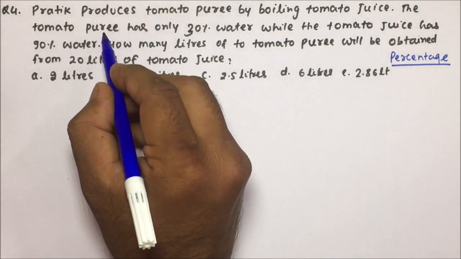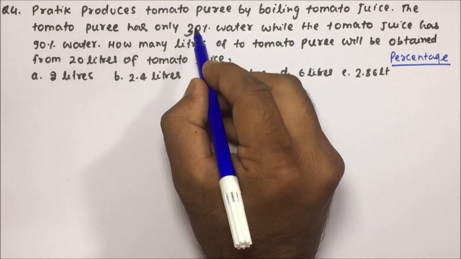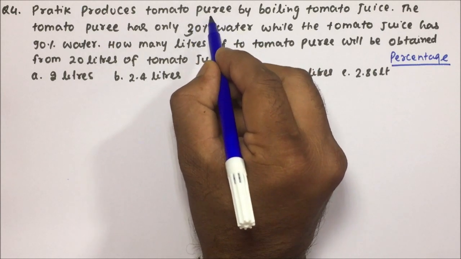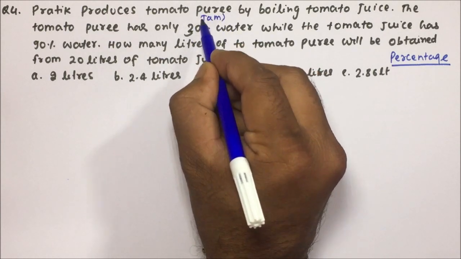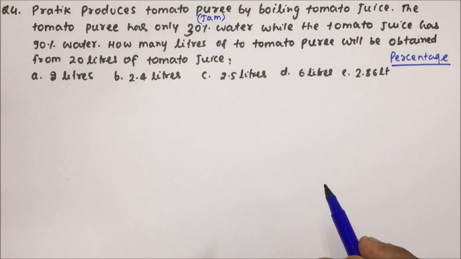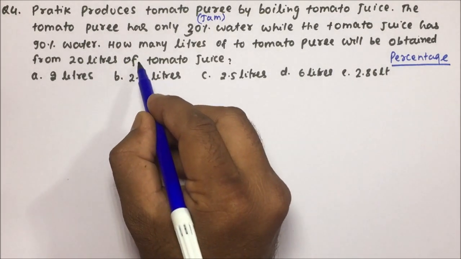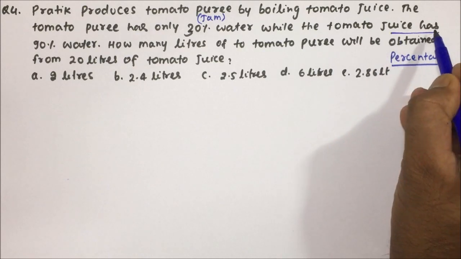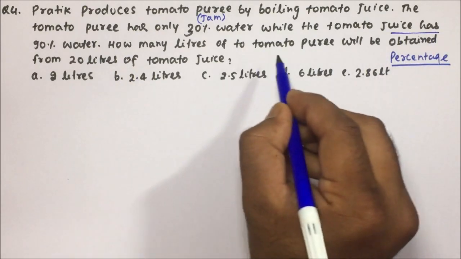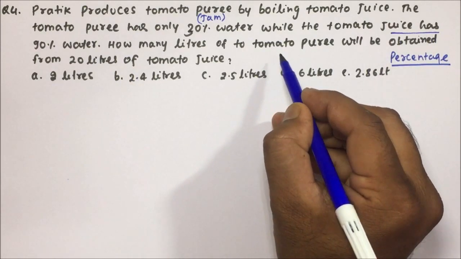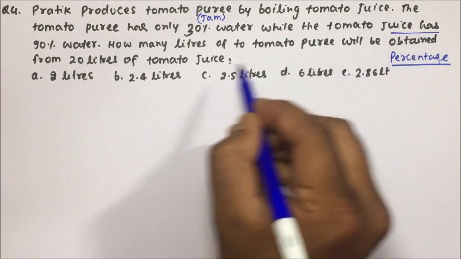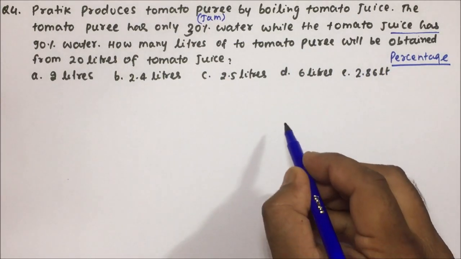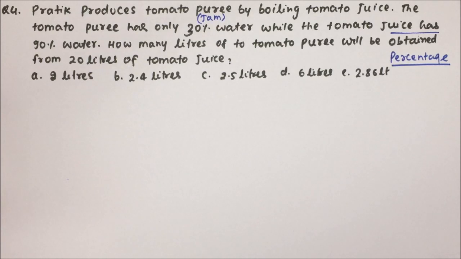Question number 4: Pratik produces tomato puree, which you can also call tomato jam, by boiling tomato juice. The tomato puree has only 30% water while the tomato juice has 90% water. How many liters of tomato puree will be obtained from 20 liters of tomato juice? So friends, let's try to understand. This question is very simple. The solution is just one line.